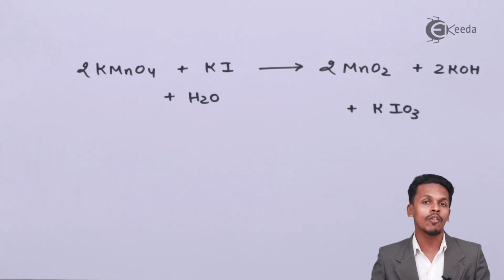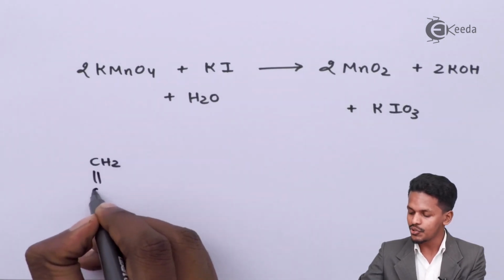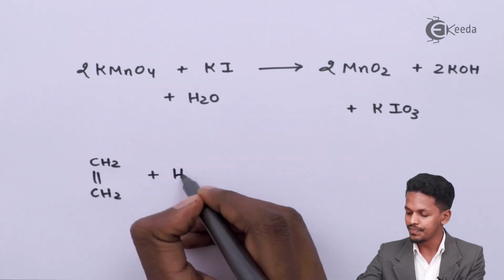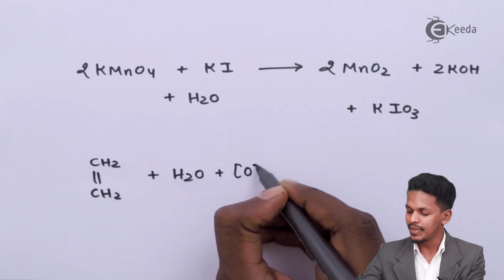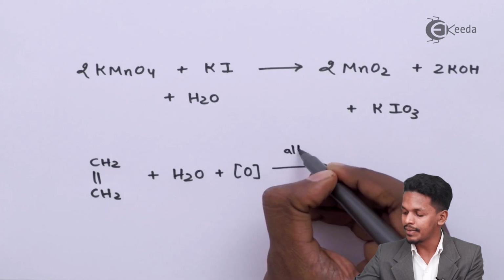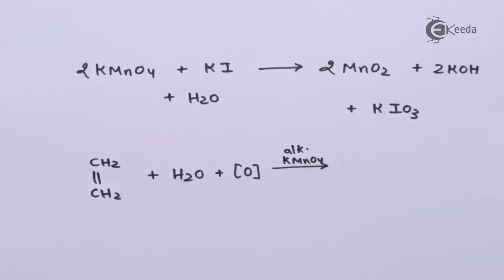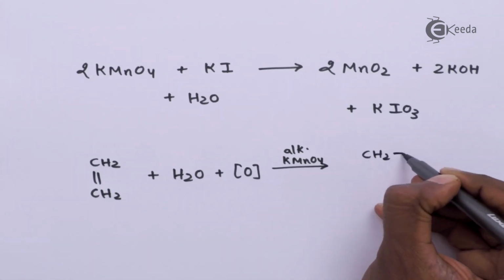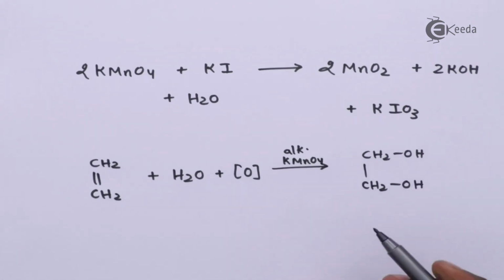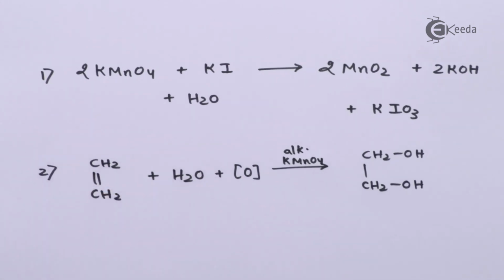But not only this, we also have other examples. For example, if CH2 double bond CH2, that is an alkene, is undergoing a reaction with H2O in presence of nascent oxygen atom, and this nascent oxygen atom is because of the alkaline KMnO4, then the resultant product that we could get is CH2OH, and here also CH2OH. That means a glycol is what we could obtain. So this was the first example, and now let me talk about the next example.